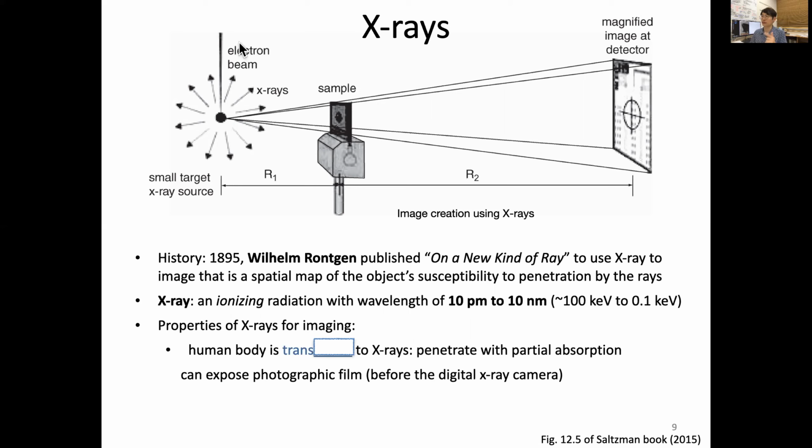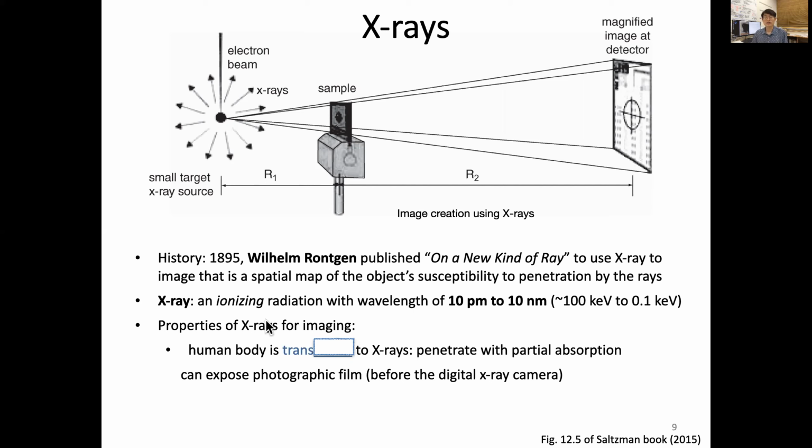So you see, an electron beam shoots a target, which will send out X-rays. And this is so powerful that it penetrates through the sample. You can see it doesn't even bend or diffract. And so if you have a film somewhere at distance R2, then you can see a magnified image. Between R1 and R2, you can see R1 with respect to R1 plus R2 will be the magnification.